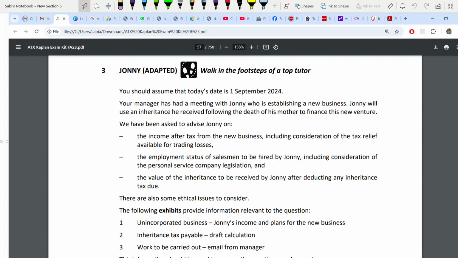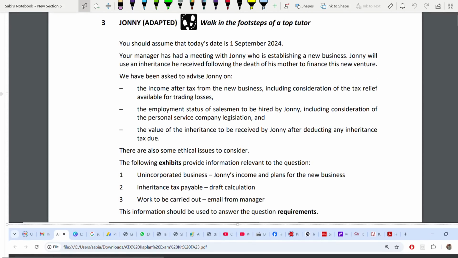Mostly in your exhibit, the last exhibit gives you the requirements. So there are 3 exhibits, 1, 2, 3. One is about some unincorporated business. Mostly this is the nature of section A, a 50 marks question. They will give you some unincorporated business. They have some income. Second is some inheritance tax. Some draft calculation is given. That means some error might be there, which you might have to correct, and work to be carried out.